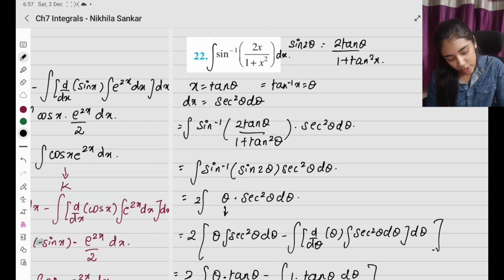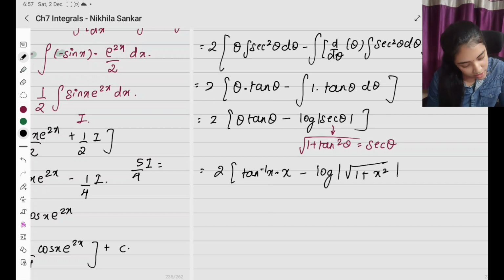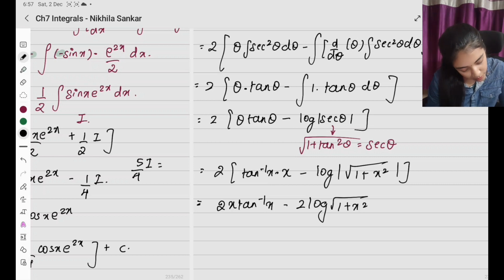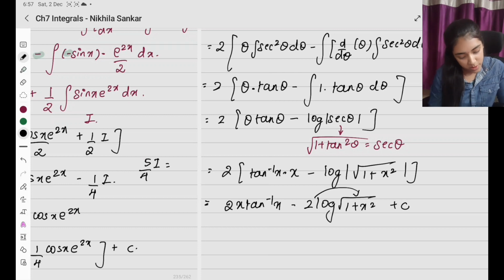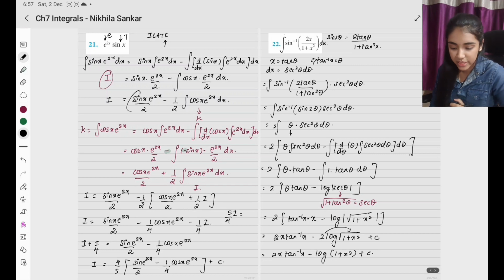Tan inverse of x is going to be theta from this. So I have tan inverse of x times tan theta, which is x, minus log mod square root of 1 plus x square. So when I open the bracket I have 2x tan inverse of x minus 2 log square root of 1 plus x square plus c. The 2 when multiplied inside becomes square root of 1 plus x square the whole square. So 2x tan inverse of x minus log of 1 plus x square plus c. This is my final answer. Please copy.